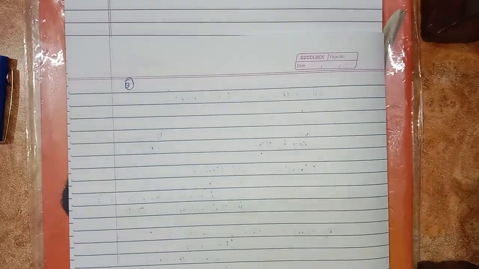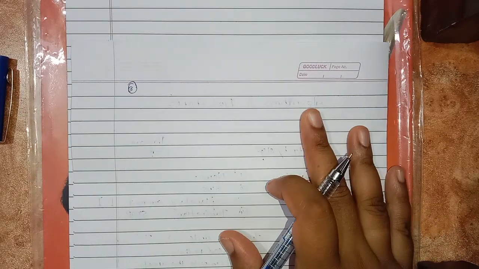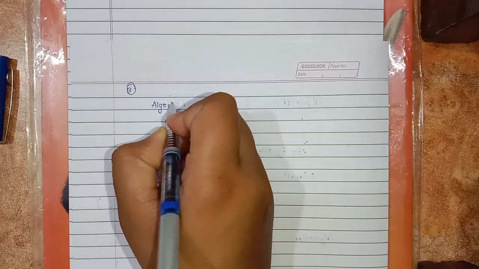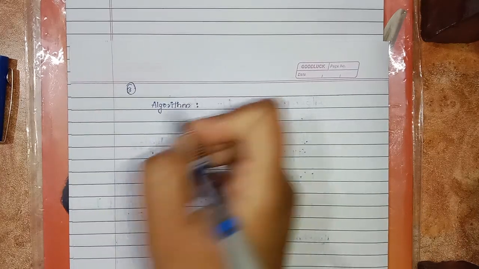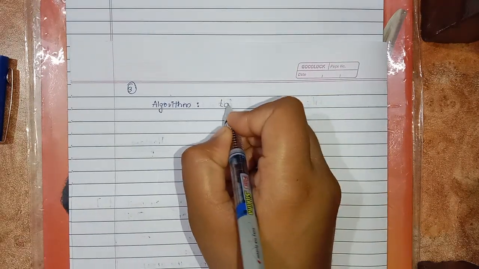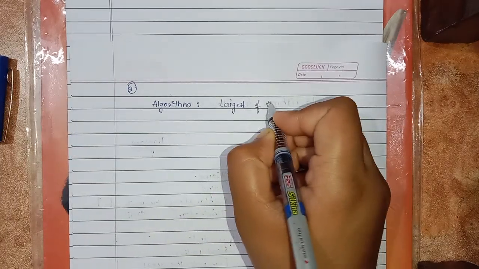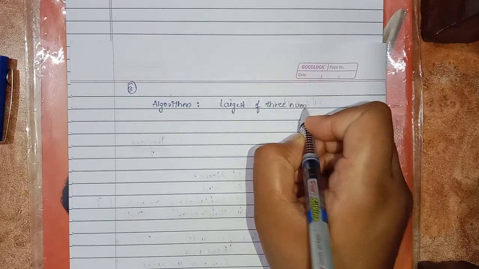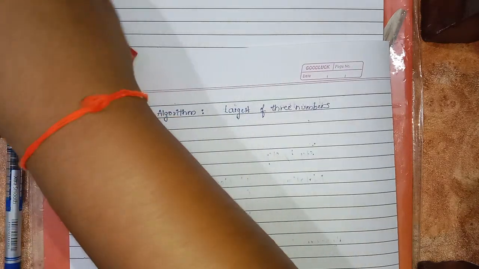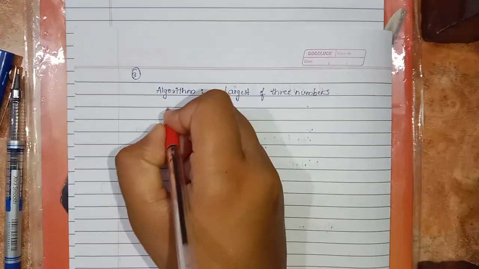You write it in your book: write an algorithm to find the largest of three numbers. So what is your algorithm now? Write. What are you doing here? You are finding the largest of three numbers. Between 2, 4, 6, which is the largest? So we have to find the largest of three numbers. So let's start writing the algorithm. Step 1.